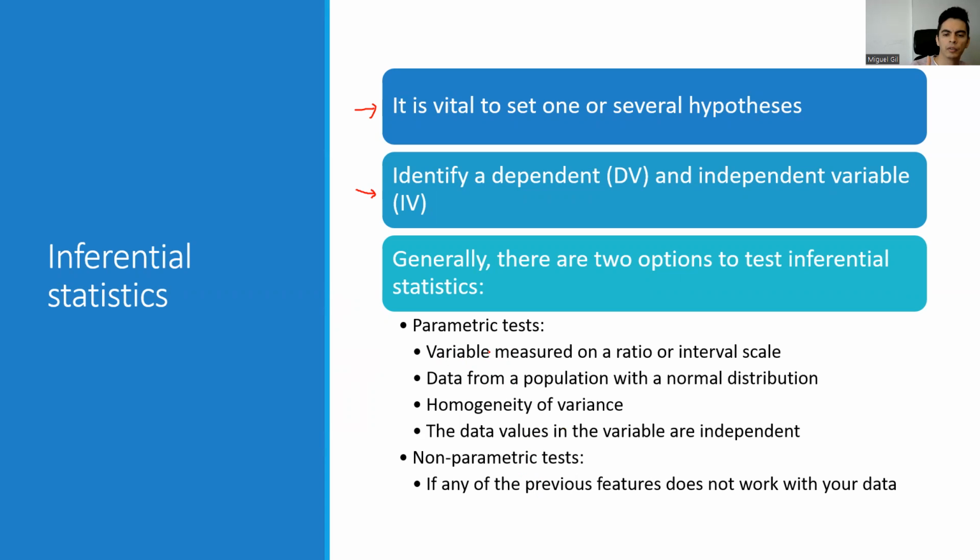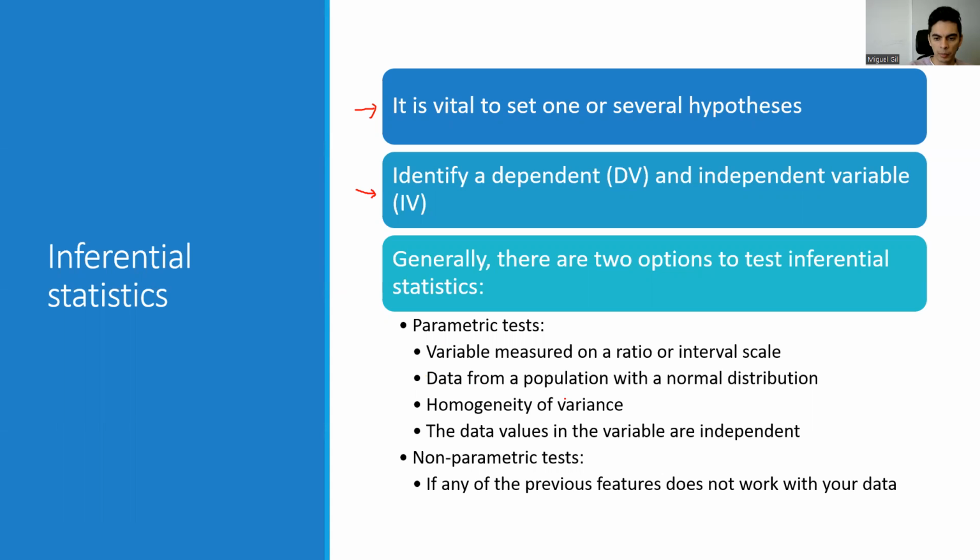It seems for a parametric test, you need a scale variable, okay? So ratio or interval. If you have a ranking, it's probably not the best idea to use a parametric test.